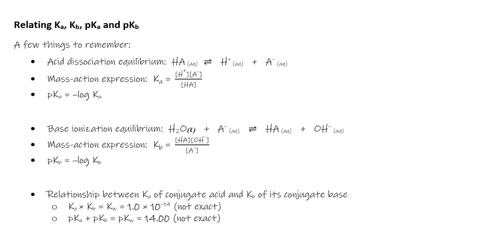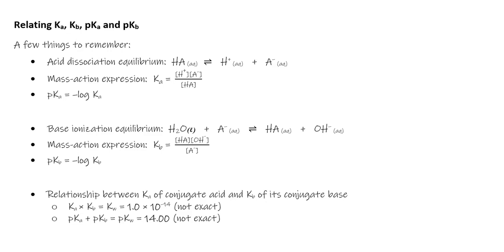pKa as needed. For a weak base, the equilibrium shows its reaction with water to produce the conjugate acid HA and hydroxide ion. The mass action expression for Kb and the conversion between Kb and pKb are set up similarly as that for the weak acid.